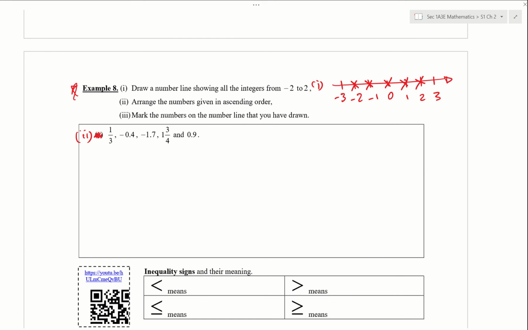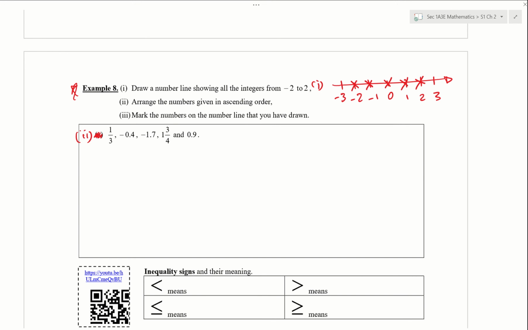Arrange the numbers. So change this to part 2. Arrange the numbers given in ascending order. Wow, English again. So what does ascending mean? Smallest to biggest. Yes, you must know that. During the test, you cannot ask the teacher, what is ascending? What is descending? What is increasing? What is decreasing? You have to know. So, which is the smallest?